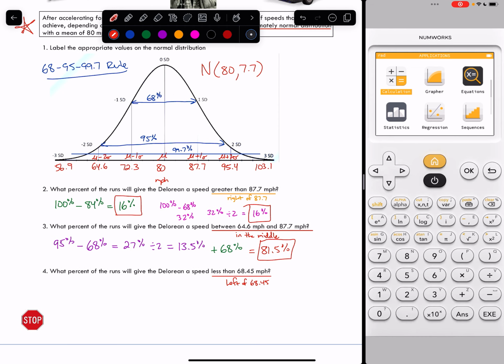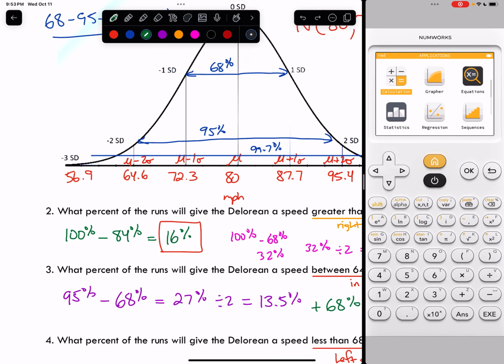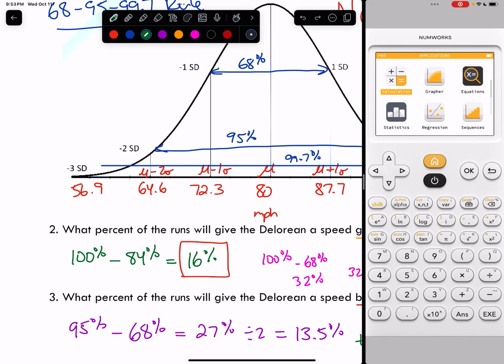And so what we want to notice here is 68.45 isn't on my graph, right? I don't see it there. I see a 64.6, I see a 72.3. So where would 68.45 be? Well, if we think about it, that's about 4 away from 64, and it's about another 4 away from 72, right? 68 plus 4 would be 72. So it's about right in the middle here. So 68.45 is about right in the middle between those two.